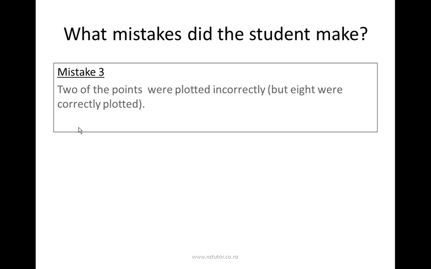Right, moving on to the third mistake. Two of the points were plotted incorrectly, but eight were correctly plotted on the graph that the student drew. But it was these two points that caused the marker to grade the student down from that excellence. Okay.